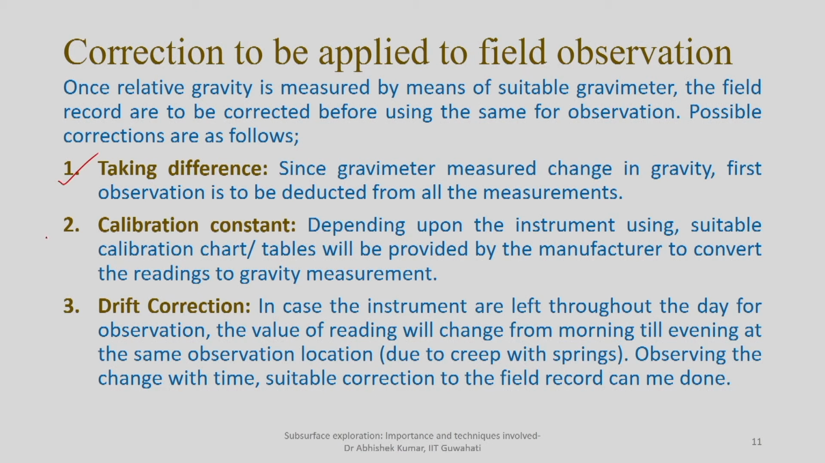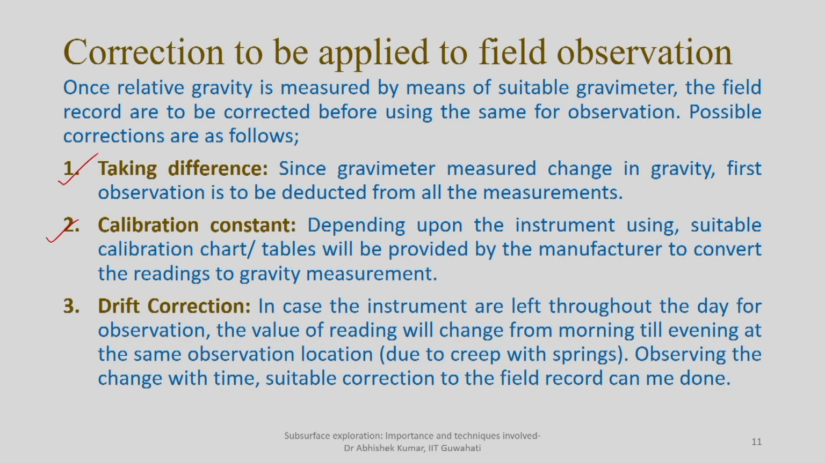Second is the calibration constant. As I mentioned, you can go for a Scintrex gravimeter, a LaCoste gravimeter, or a CG5 gravimeter. Each of those has a particular way of measuring. One measures in terms of dial gauge reading, indicating the extension or stretch of the spring. Another measures in terms of potential difference. So, there will be some kind of calibration constant, so that by multiplying it with the instrument record, you get an idea of how much is the measured gravity at the site of interest. This is called the calibration constant.